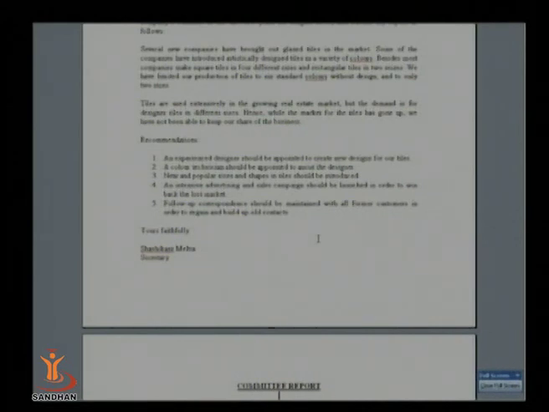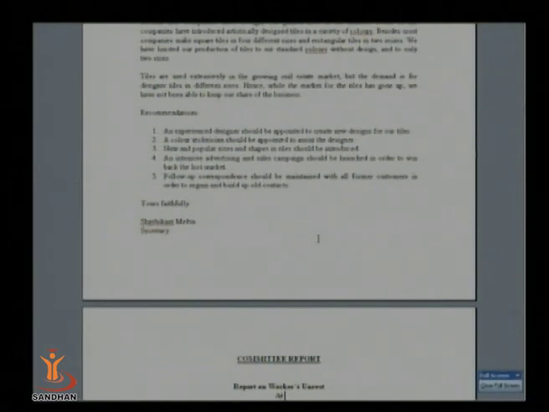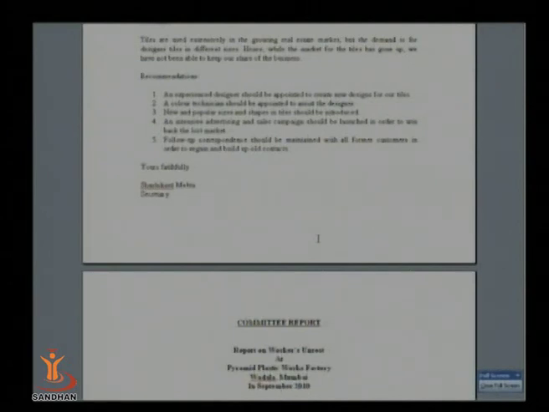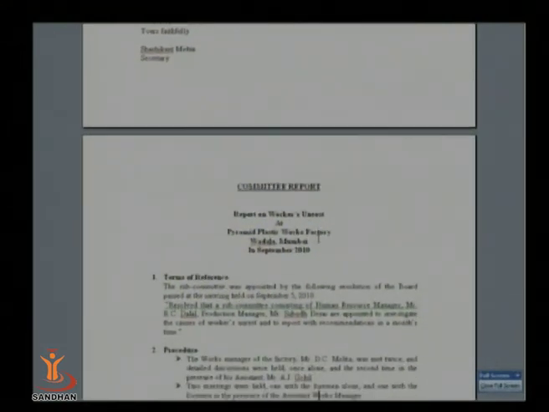The second recommendation focuses on the color scheme that the company needs to adopt so that they can suit and provide tiles according to the changing taste of the customers. These recommendations, when considered by the authority, may result in a decision that will help in improving the sales of the particular company. Now, after recommendations, we have the complementary clause, and then beneath that we have the signature and the designation as well as the name of the report writer. So this was an individual report that was written in the letter format.